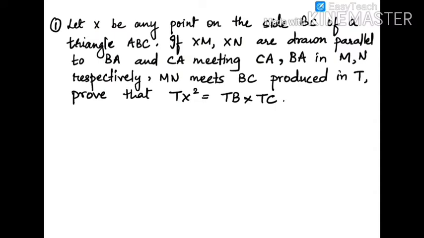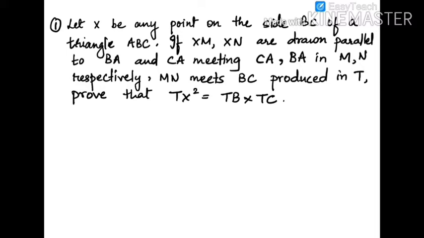Let X be any point on the side BC of a triangle ABC. If XM and XN are drawn parallel to BA and CA meeting CA, BA in M and N respectively, MN meets BC produced in T, prove that TX square is equal to TB into TC.